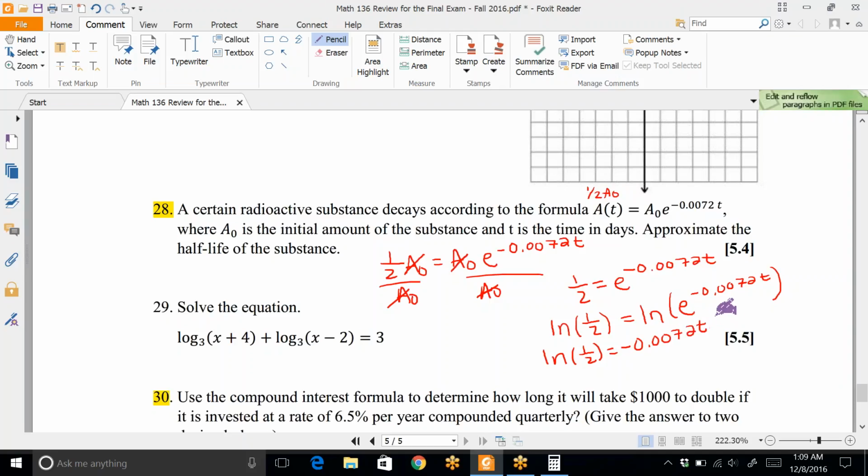0.0072 t times natural log of just e, which by the way is a special log. This is log base e of e, so this is 1. If you type it in on your calculator, you'll actually see that. So it's kind of just out. And then we would divide by this to get the t by itself. I don't have my calculator as handy. But if you type this in, you should get the decimal approximation that's in the answer key.